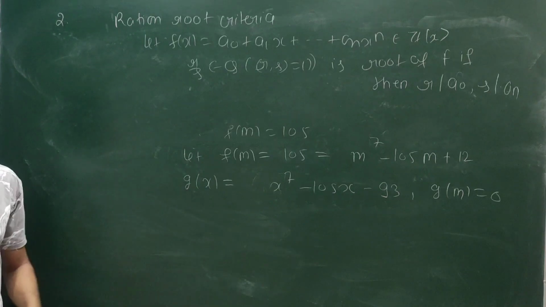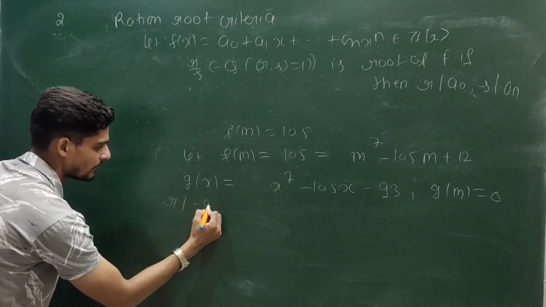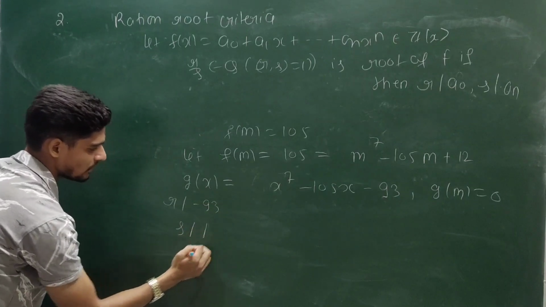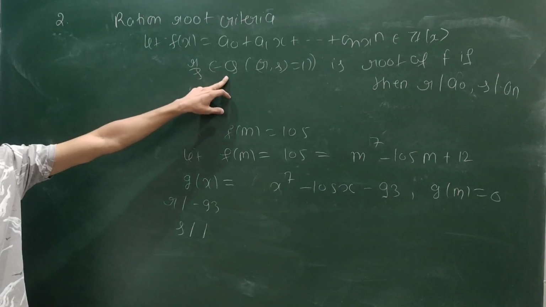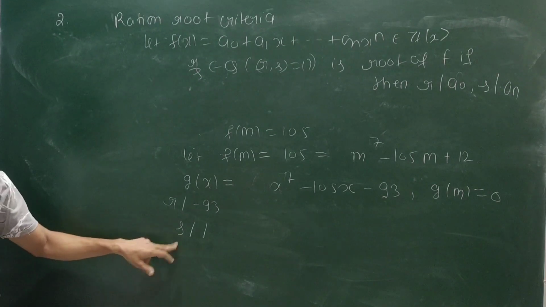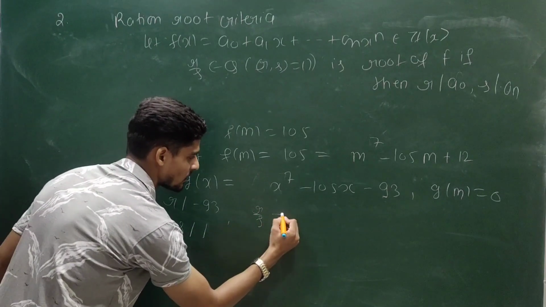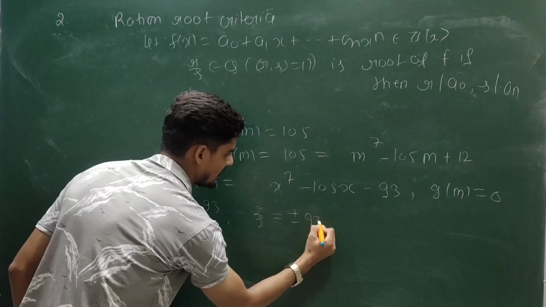So what is the possibility for rational root? This R should divide minus 93, this S should divide 1, but for R by S to be a rational, this S is a natural number, this R is an integer. So the possible value of S will be 1. So I can see the possible value of R by S will be plus minus 93.